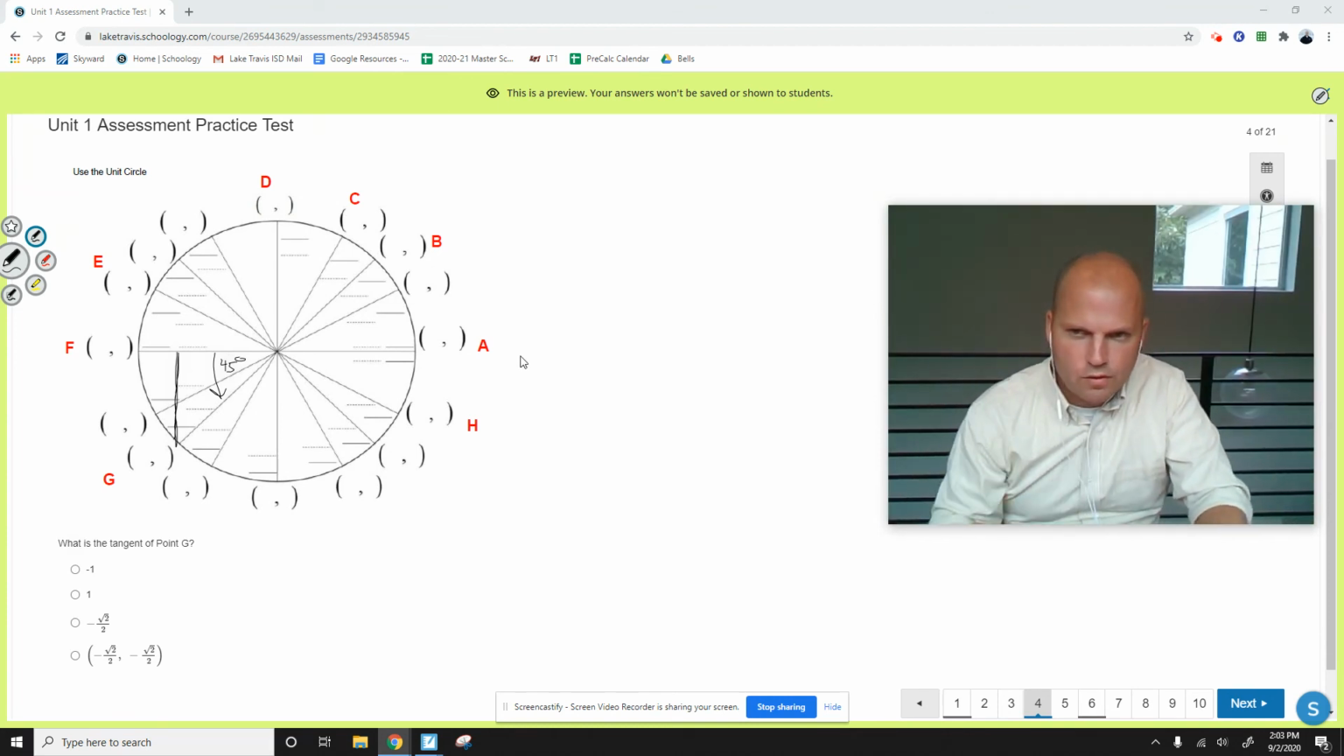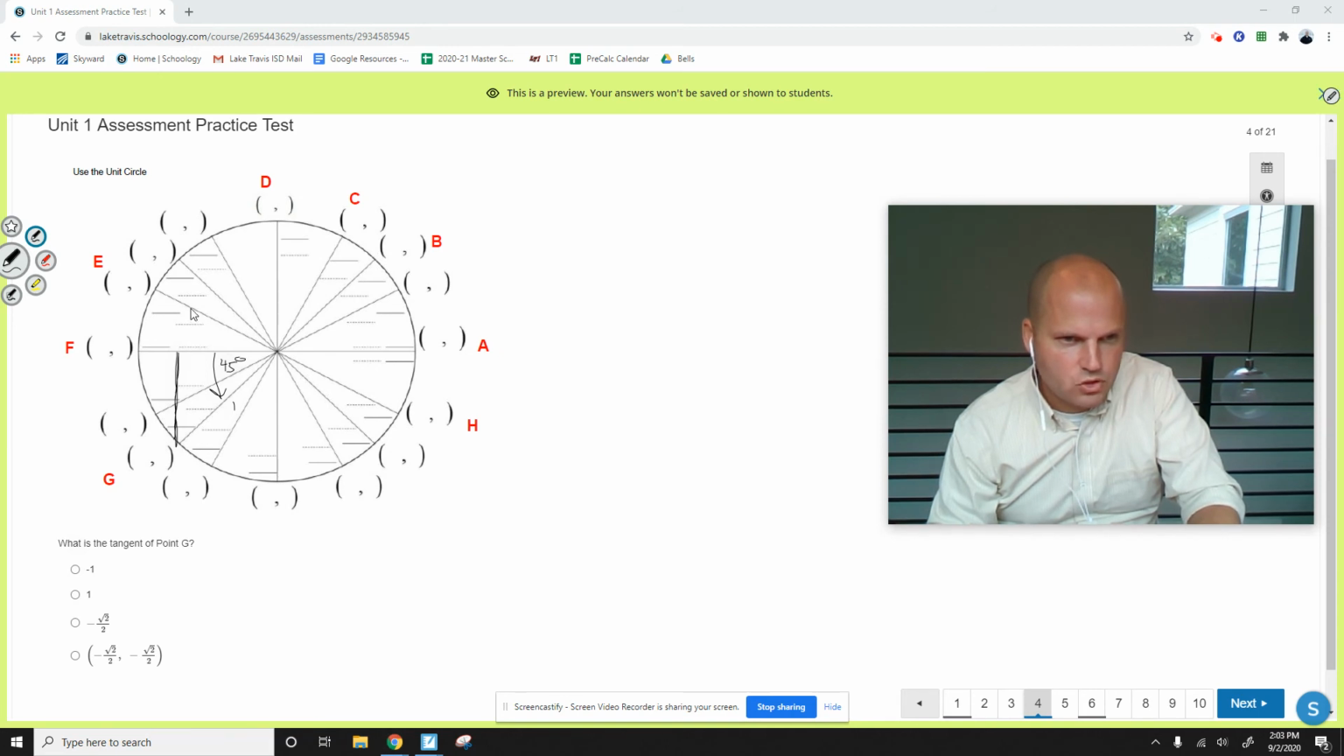45-degree reference angle. We know the 45, 45, 90 triangles. When the hypotenuse is 1, the side lengths are root 2 over 2. I said root 2 over 2, but I wrote root 3 over 2.